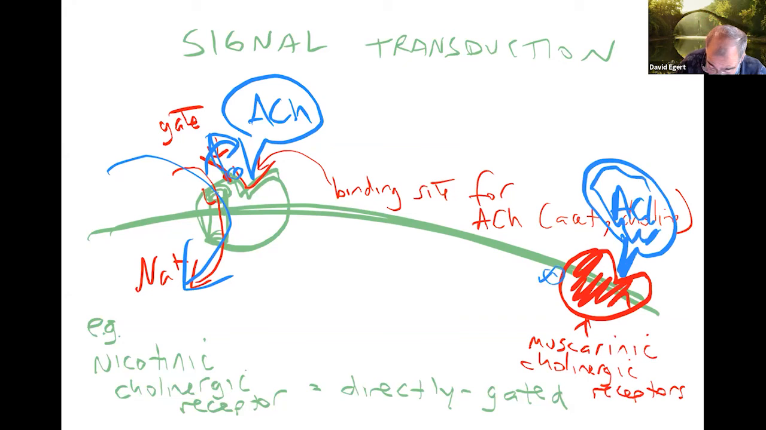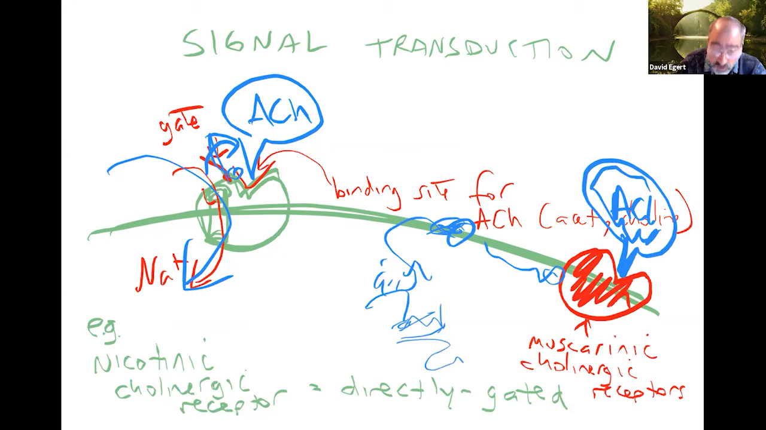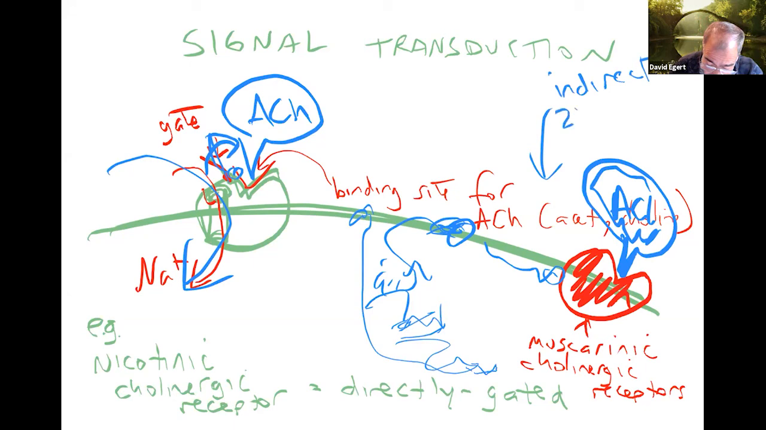it turns on a G protein, which turns on adenylyl cyclase, which makes cyclic AMP, which activates protein kinase, which phosphorylates some protein, which then goes and finally opens some channel. So this is what we call indirect, second messenger mediated signal transduction.